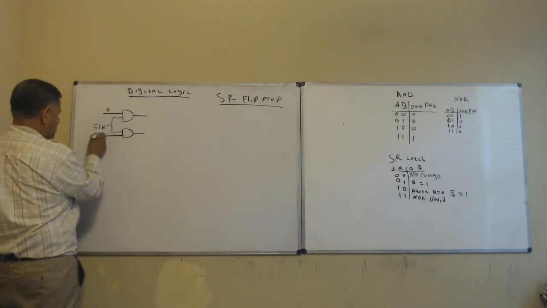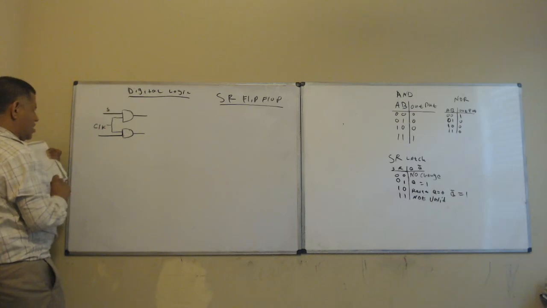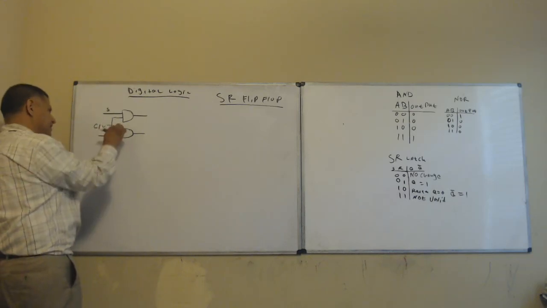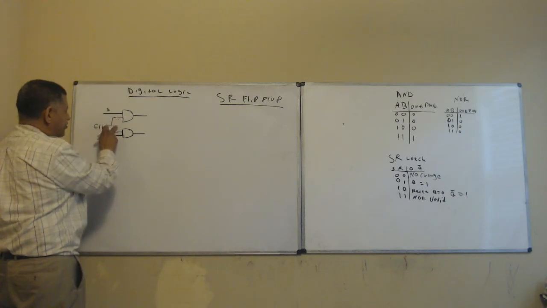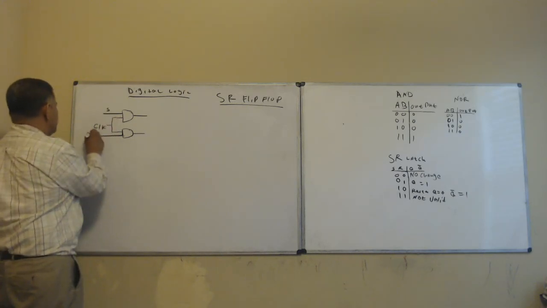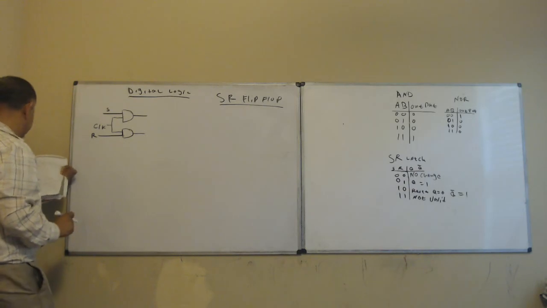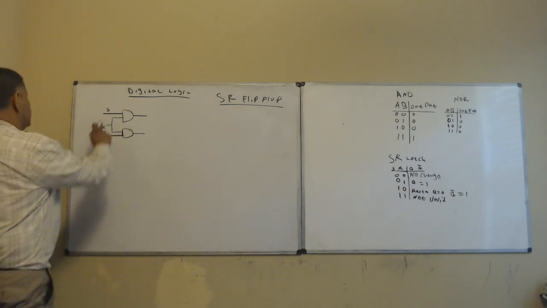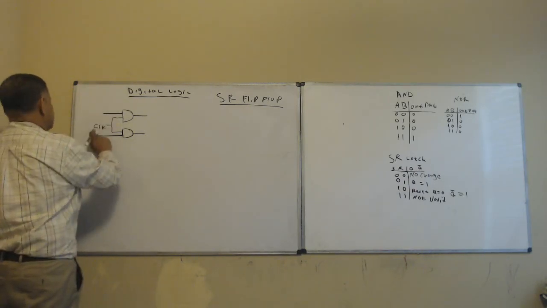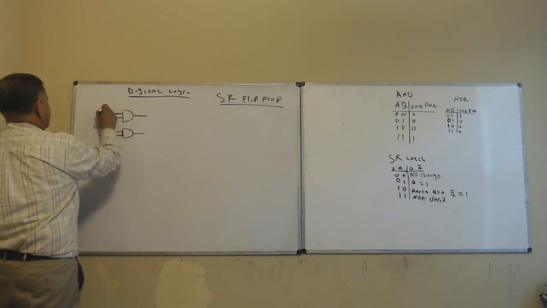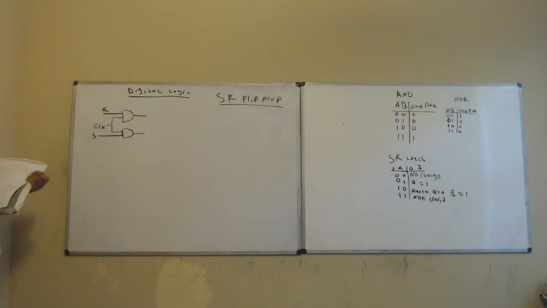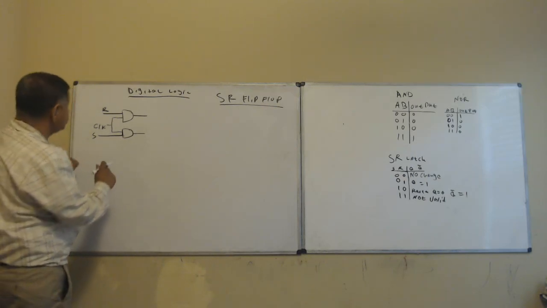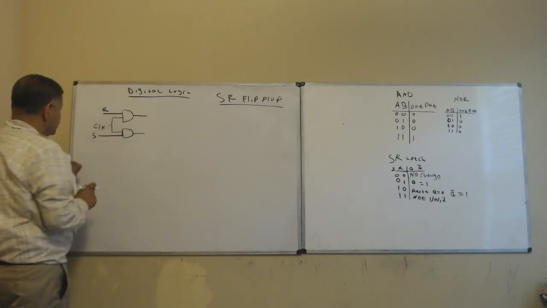Now, you press the button. When you press this button, it will send a signal to both AND gates at the same time. So this is R. Actually, the reverse. This is S. This is R. This is S.